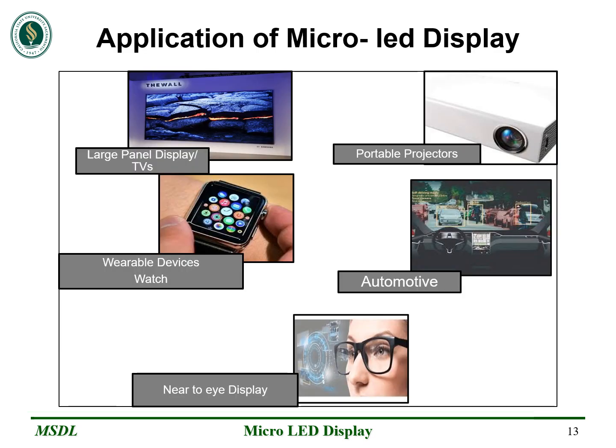Micro LED is used in many applications such as large panel display TVs, portable projectors, wearable devices such as watches, and automotive such as car TVs. It is also used in biomedical devices such as near-to-eye displays, and many more applications are in the developing phase by many industries.